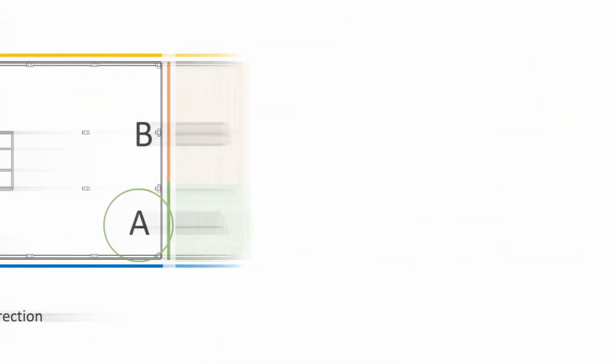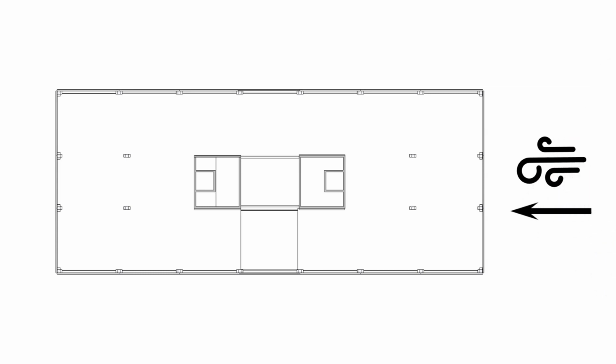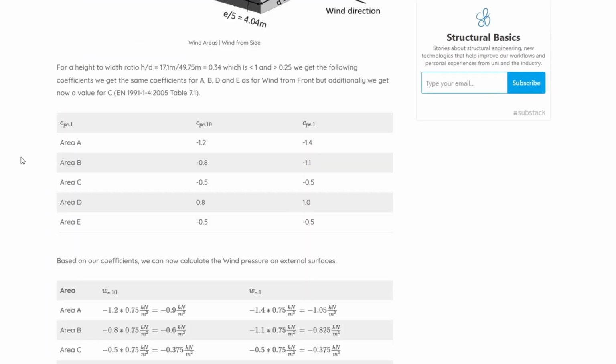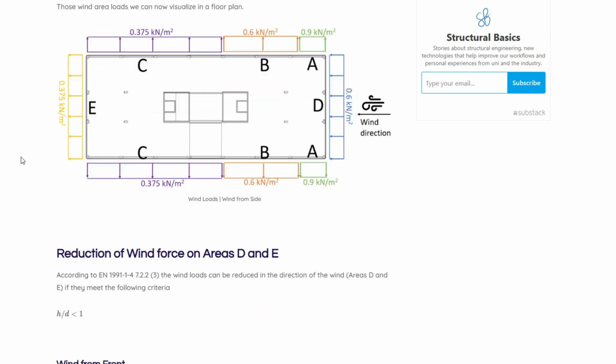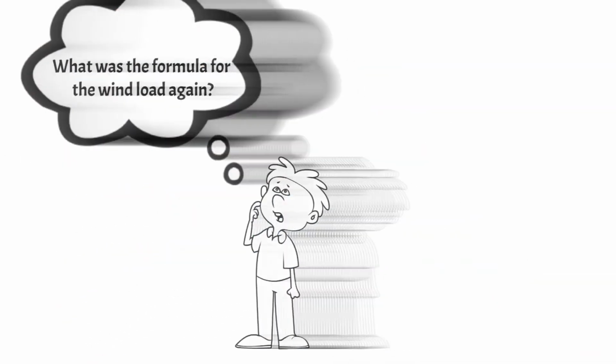Now we would also need to do the same for the wind coming from the side. But let's rather jump into the wind load calculation. I think you understood how to calculate the wind load areas. But in case you want to see the wind load area calculation for wind coming from the side, then check out our written article.